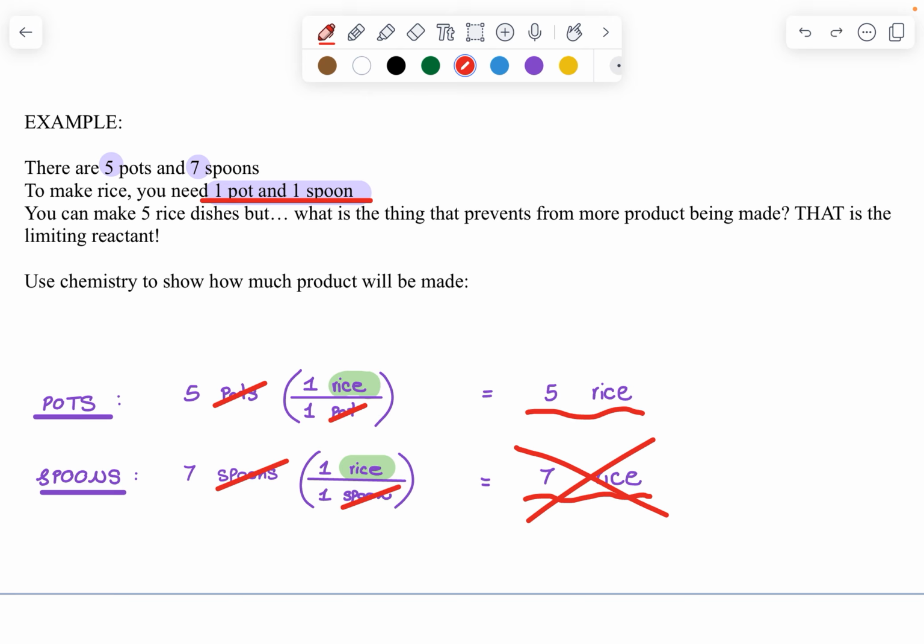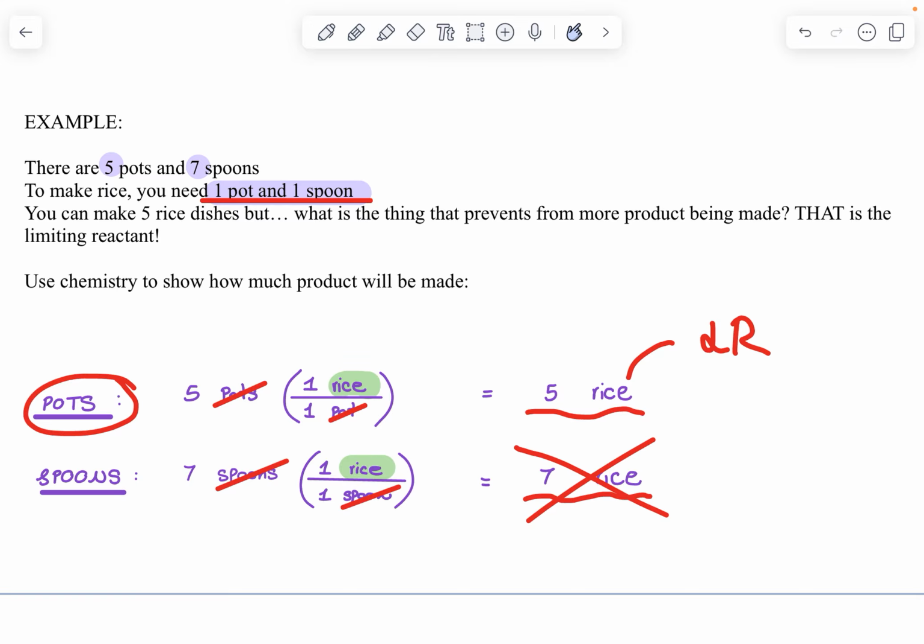So what is the limiting reactant? It's the pots. The pots are the limiting reactant, okay? Because the pots run out first. If we had 2 more pots, we could have made more rice, right? So it's the reason that we can't make more product. So this is our real life example.